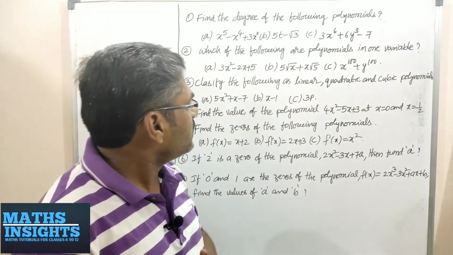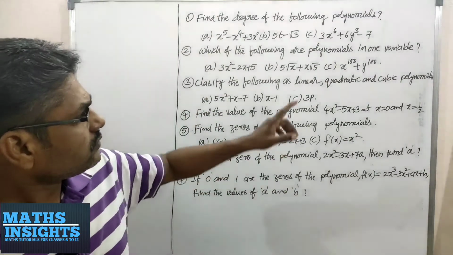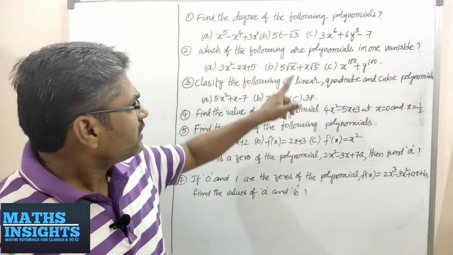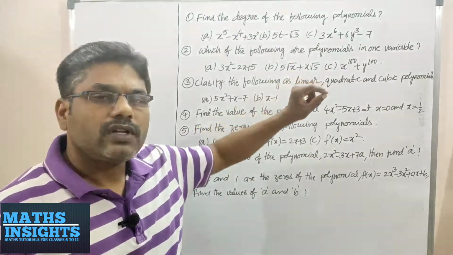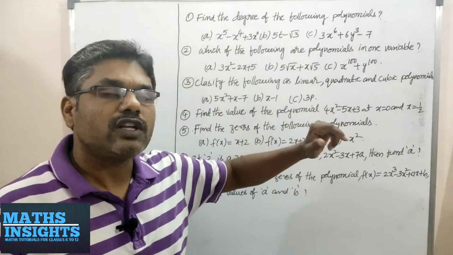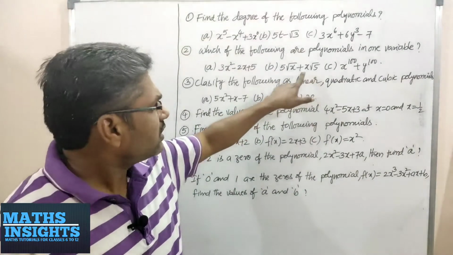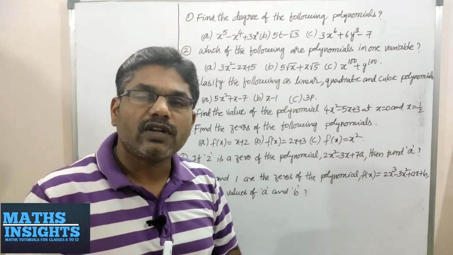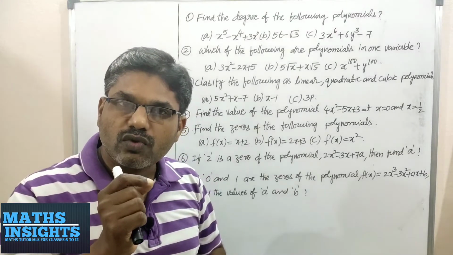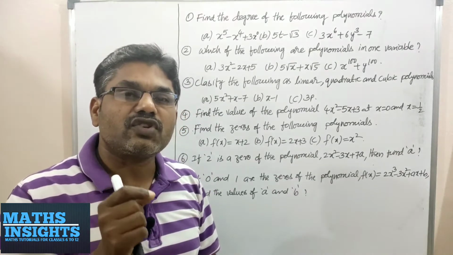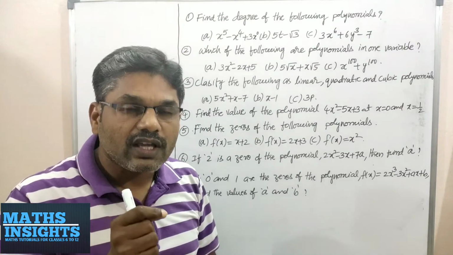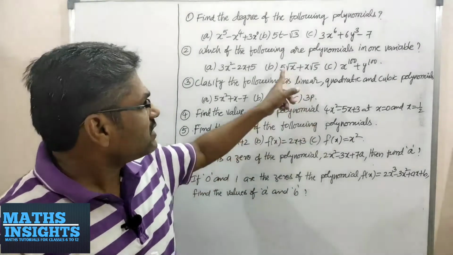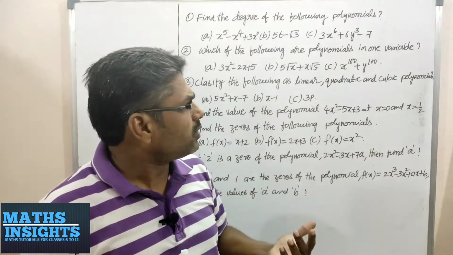Similarly, if you observe the second question, 5 into root x plus x into root 5. You should not say polynomial. This is an expression containing root x. Root x is nothing but x power 1 by 2. So it is not satisfying the definition of polynomial. 1 by 2 is not at all an integer. Therefore, this expression is not a polynomial.